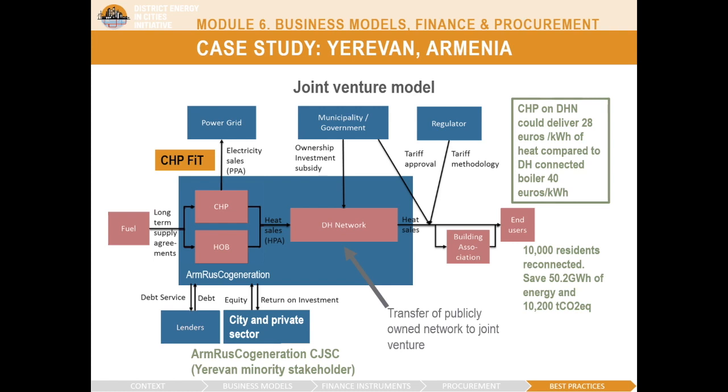A regulator responsible for tariff calculation and approval of heat tariffs is set in place. Currently, CHP could deliver heat at 28 euros per kilowatt hour compared to the boiler delivering heat at 40 euros per kilowatt hour. Feed-in tariff option is available for the project to support the inclusion of sustainable solutions for meeting heat demands. Studies indicate that 50.2 gigawatt-hours of energy and 10,200 tons of CO2 can be saved from this project.